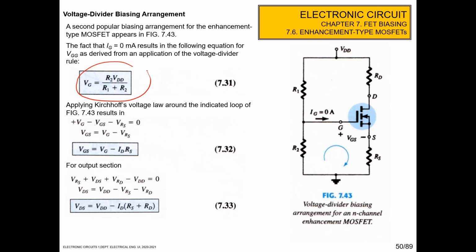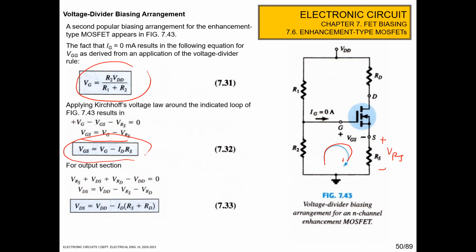And then from the Kirchhoff law here, plus VG minus VGS minus VRS is equal to 0. So VGS is VG minus VRS. And then VRS is ID RS. So VGS is VG minus ID RS.